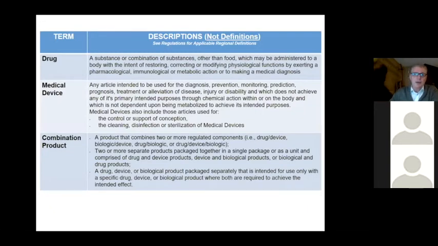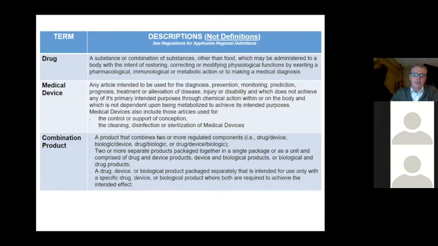A product can be a drug, it can be a medical device, it can also be a combination product. If it's a drug, that's really a substance that's administered to the body in order to restore or correct physiological function or make a medical diagnosis through pharmacological interactions. If it's a medical device, you're really talking about an article that's used to diagnose, prevent, or treat a disease, injury, or disability through mechanical interaction, either inside or outside of the body. It could also include devices used for control or support of conception and for cleaning and disinfection of medical devices.